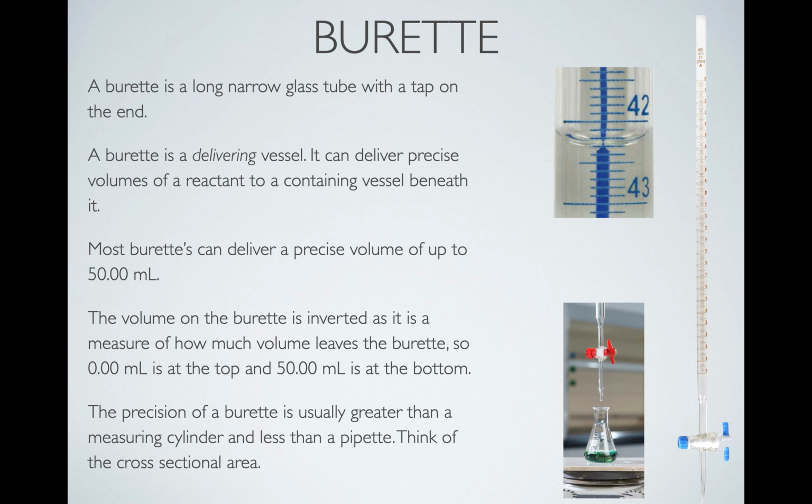See on here I've got 42 and 43 millilitres, so there's 10 increments in between, so it's 42.1, 42.2, 42.3. So there's a little etching at every 0.1 millilitres, okay? And it can deliver between 0 and 50 millilitres, okay? Now it starts with the 0 at the top and the 50 down the bottom. That's because of a reason.